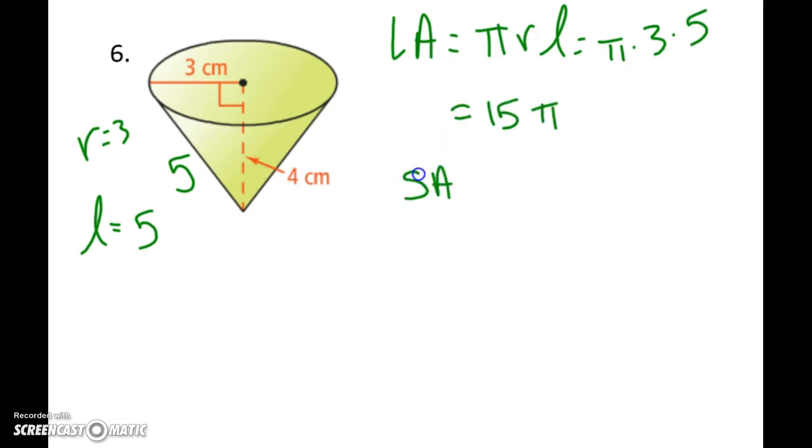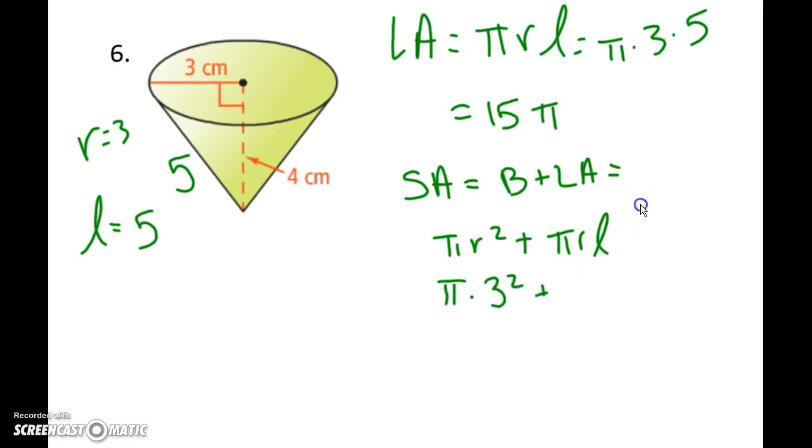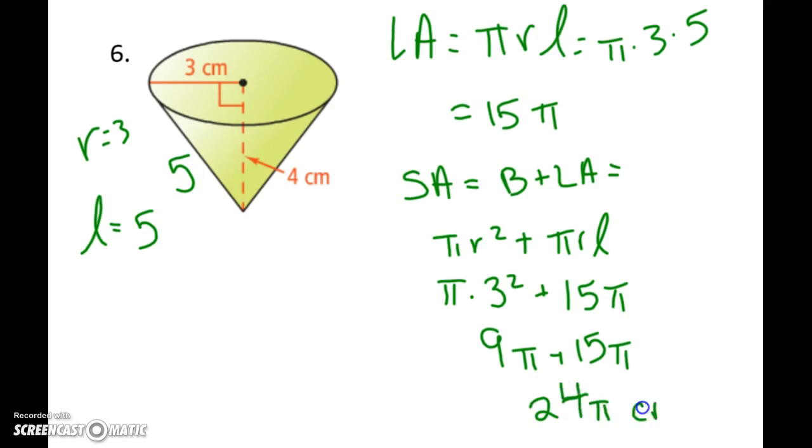Now my surface area is, as always, the base plus lateral area. Well, my base is pi r squared. The lateral area was pi r slant height. So we do pi times 3 squared plus, we already found the lateral area, which was 15 pi. This ends up being 9 pi plus 15 pi, which gets me 24 pi centimeters squared as my surface area.